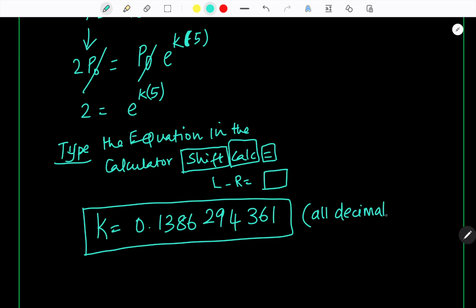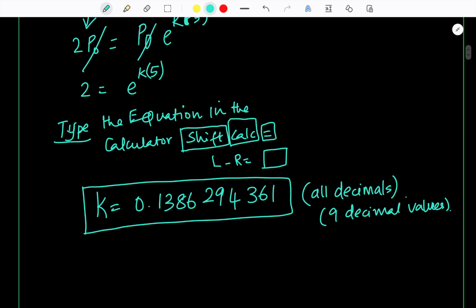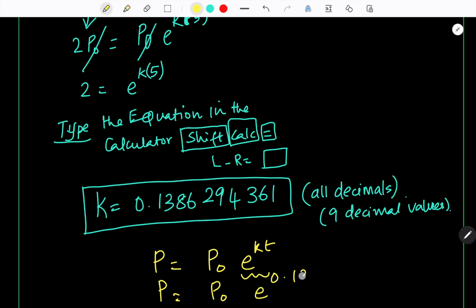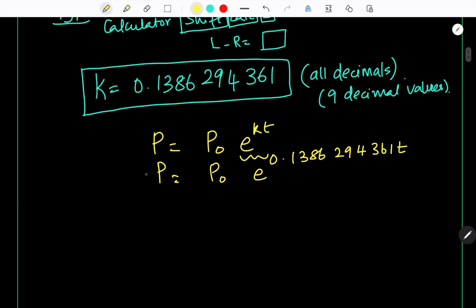Keep in your mind, you have to write all the decimals. Usually I said in the class, 9 decimal values you have to write so that you will get the correct answers. Okay, so I got the value of k. Now I'll go back to the equation. Initially my equation is P is equal to P naught e power kt, right? So P is equal to P naught e power 0.138629436 t. So this is my equation.